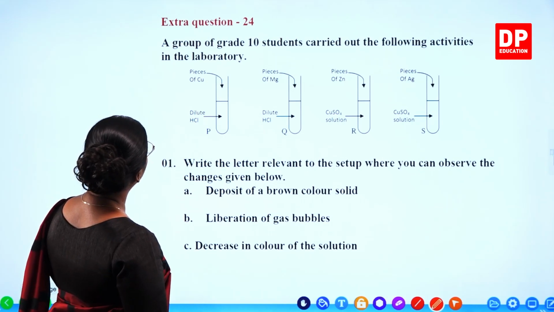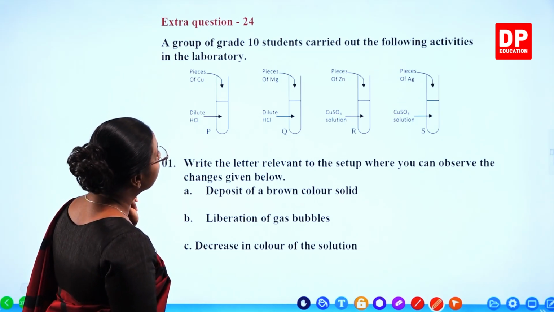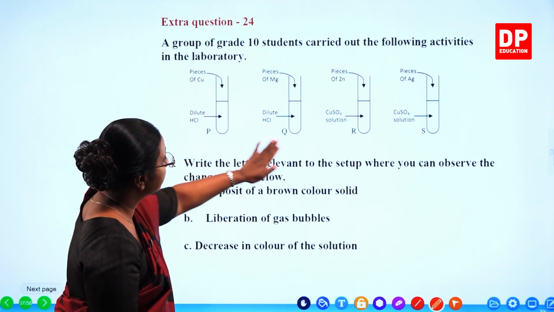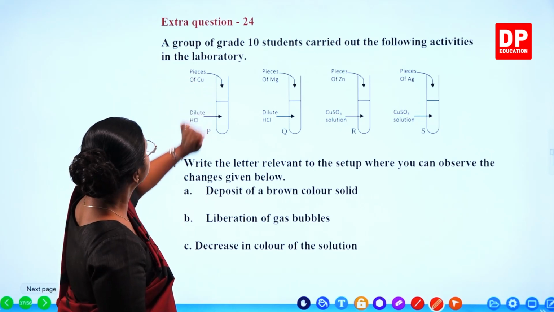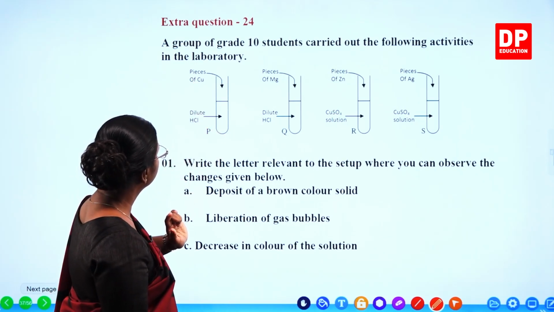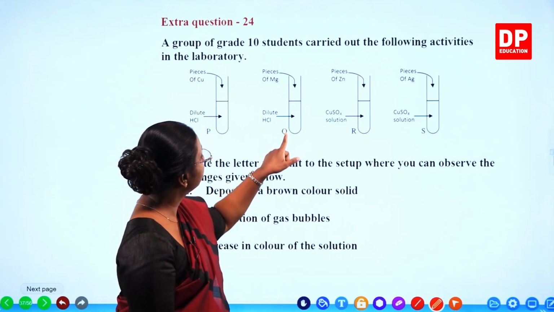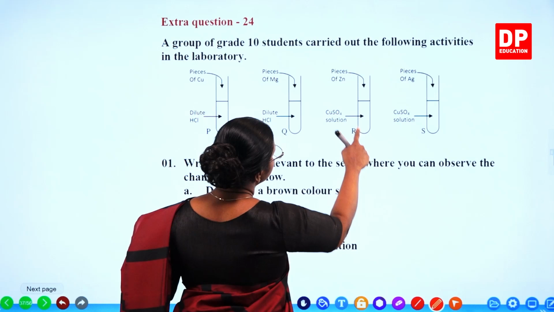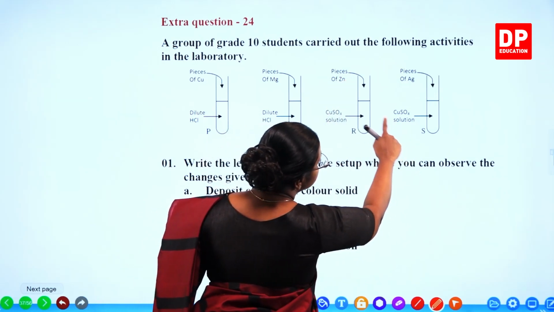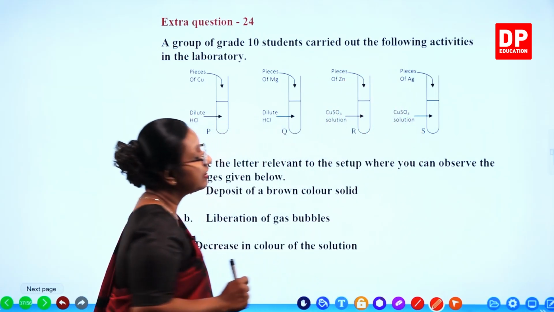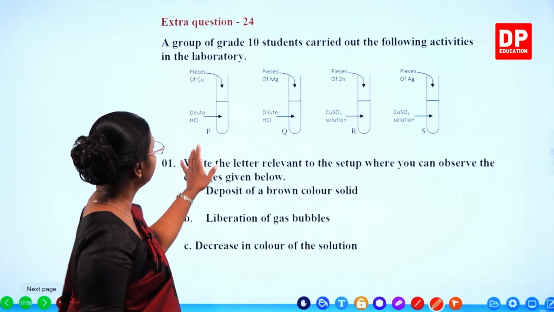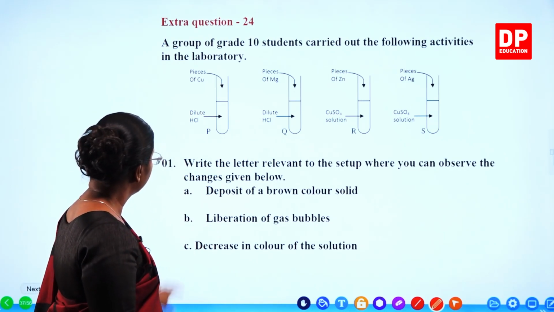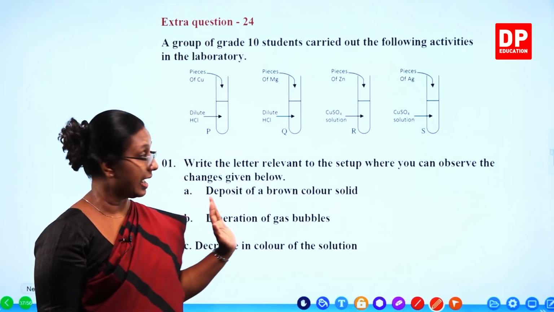Extra question 24. A group of grade 10 students carried out the following activities in the laboratory. So, here you can see there are test tubes given. So, P, pieces of copper in dilute HCl. Again dilute HCl, that is Q, pieces of magnesium. R, copper sulfate solution and pieces of zinc. S, copper sulfate solution and pieces of silver. So, different metals, P and Q the same solution, R and S also same solution. So, we will see what happens there.